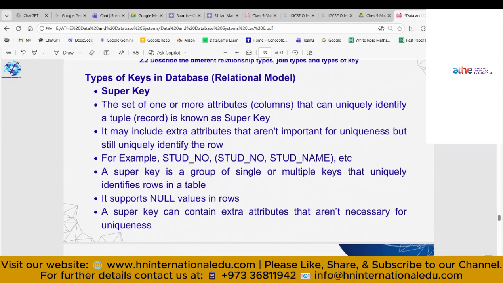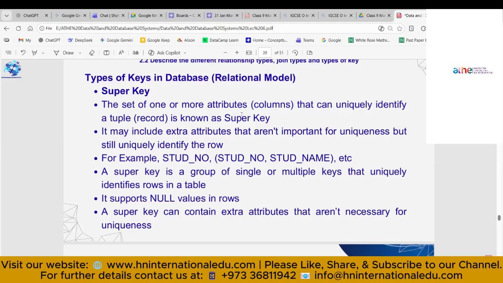Super keys are basically the set of one or more attributes. Attributes means columns, like the ID, name, address, all of these are columns. Okay, the set of one or more attributes that can uniquely identify a tuple. Tuple is called a record. Record is also known as row. They are very similar names, but sometimes they are used like this to confuse. Okay, so tuple, record, and row is the same thing, and attributes and columns is the same thing.